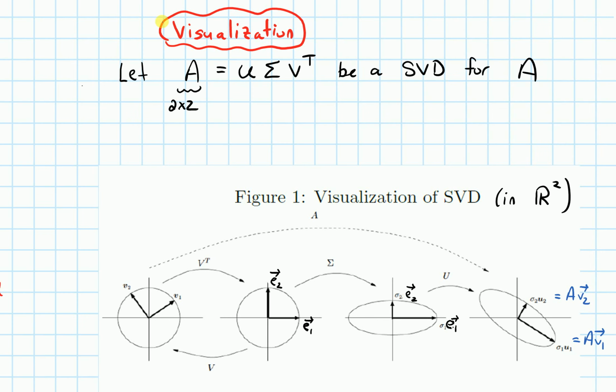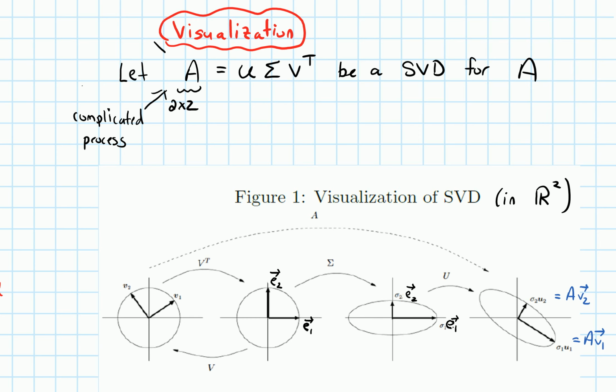In this video, we're going to talk about visualizing what the singular value decomposition does graphically. So let's let A be a 2 by 2 matrix that has this singular value decomposition, U times sigma times V transpose. In general, what A does graphically may be something complicated. So A might represent a complicated process. But what U, sigma, and V transpose do individually are really simple graphically.